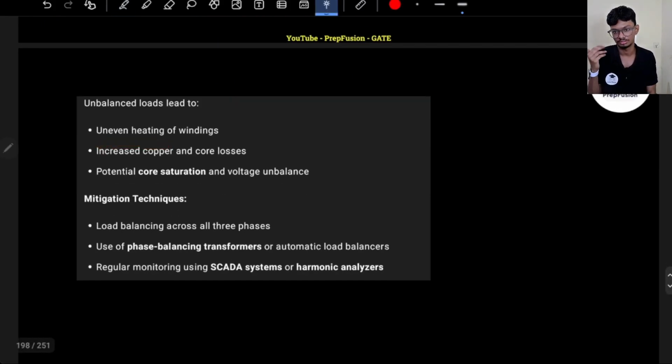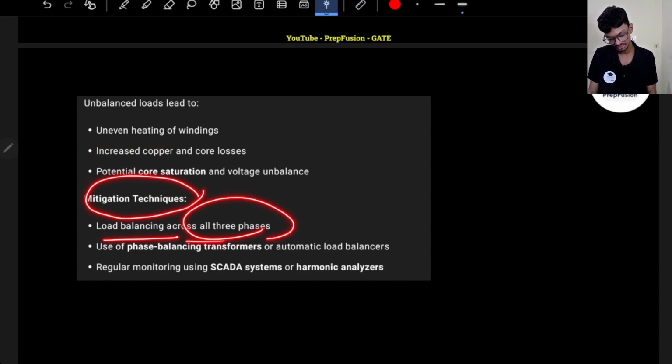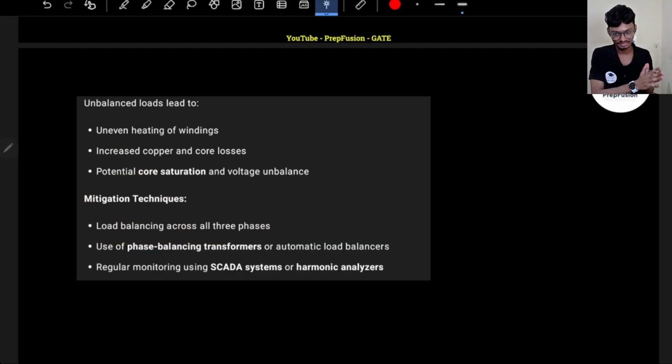Unbalanced load can cause uneven heating of the windings, increased copper and core loss, potential core saturation, and voltage unbalance. Okay, so what are the mitigation techniques? Load balancing across all three phases: we can at least connect balanced load so that there is no unbalance. Use phase balancing transformers if the phases are unbalanced. There are a few special kinds of transformers. And we regularly monitor our system so that there is no unbalancing or harmonics. Even if there is, then we will use a phase balancing transformer.